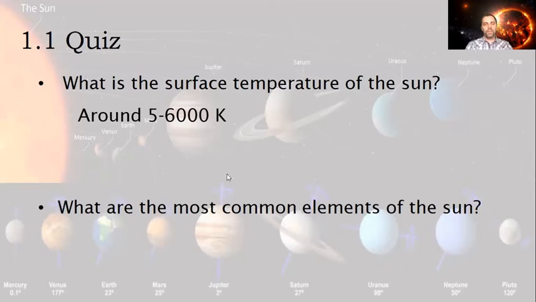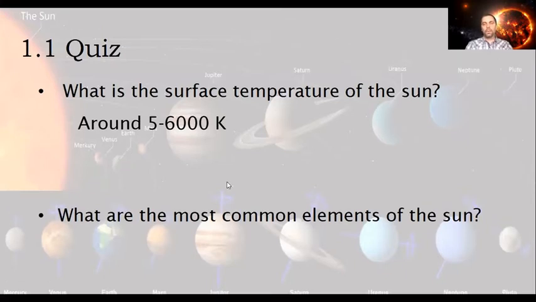And the last question, what are the most common elements in the sun? The answer is easy, hydrogen and helium, approximately 70% and 28% by mass, but it's changing. All the rest are less than 2%.